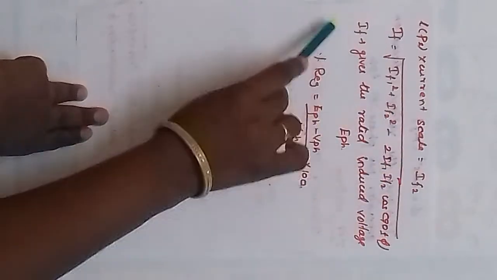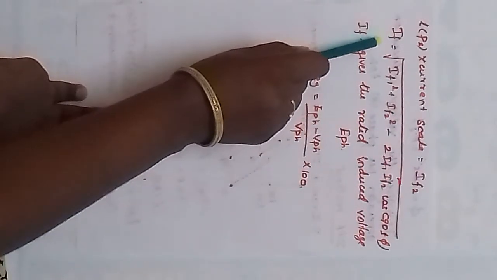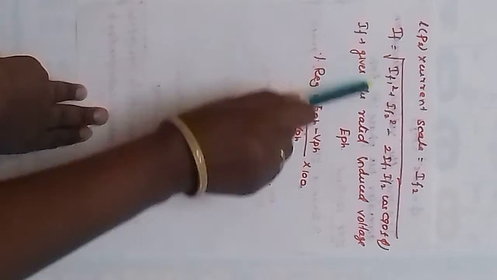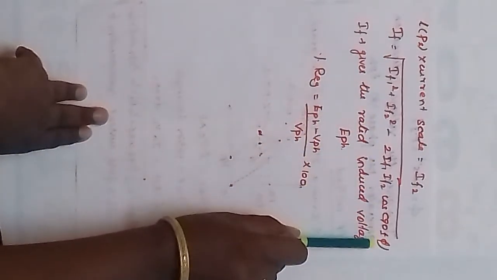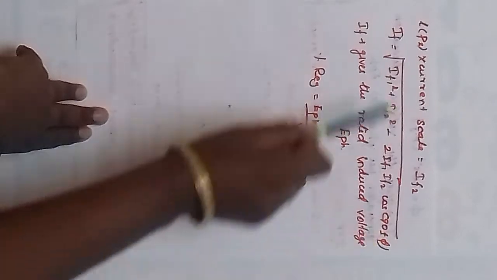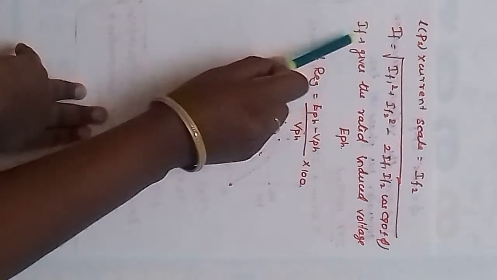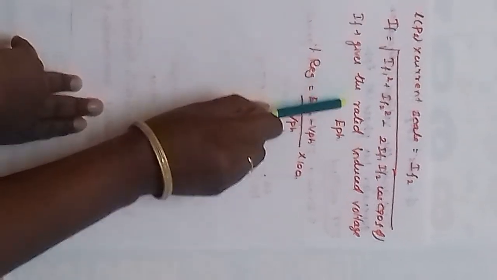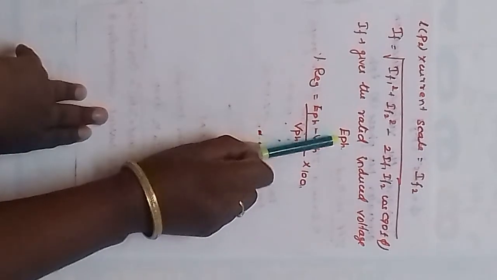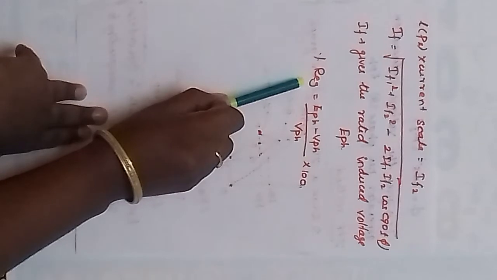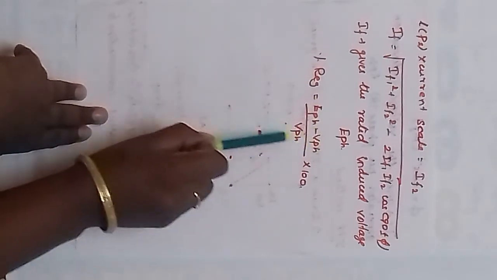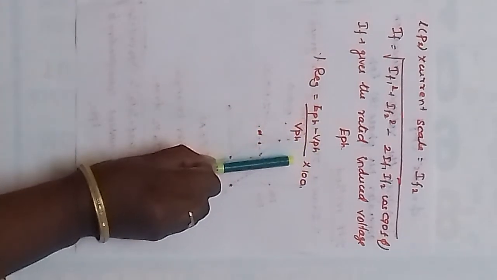And after getting this IF1 and IF2, we solve the problem as IF is equal to the square root of IF1 square plus IF2 square minus 2 IF1 IF2 cos of (90 plus or minus phi). And again we get the IF, and that IF gives the rated induced EMF, E phase. And if you know the E phase value, then we can calculate the percentage regulation: (E phase minus V phase) divided by V phase into 100.